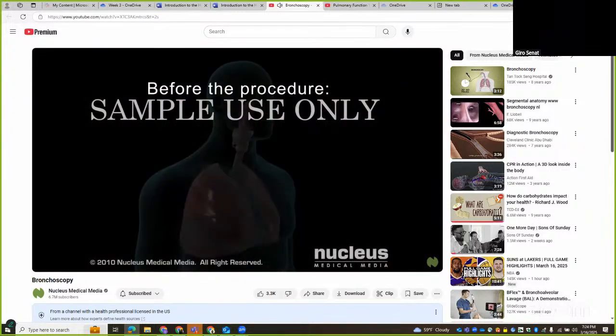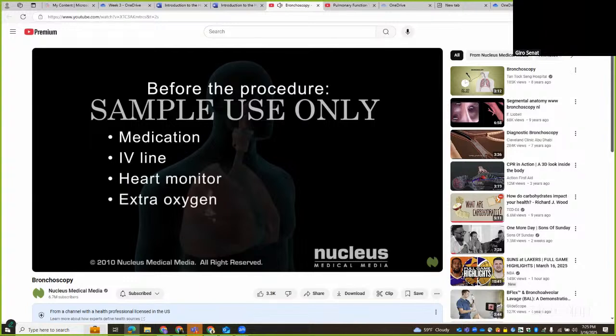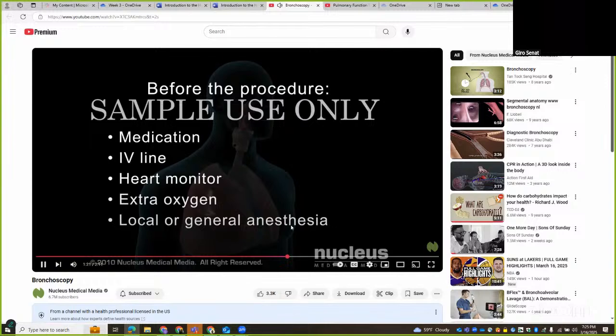Before your procedure, you will receive medication to help you relax and minimize coughing. An intravenous line will be inserted for additional medications. Your heart and blood pressure will be monitored, and you will be given extra oxygen during the procedure. You will be given either a local anesthetic to numb your throat or general anesthesia.